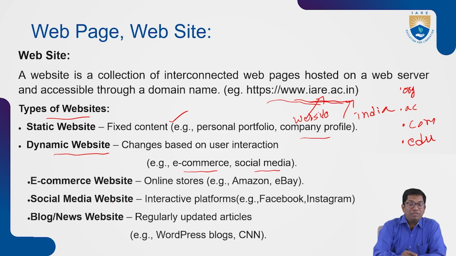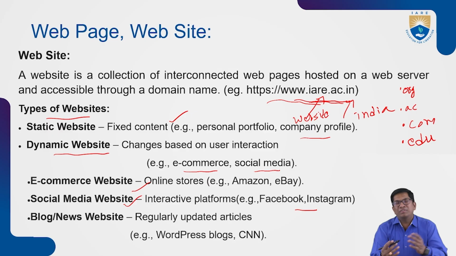And we can also have different dynamic websites: e-commerce websites, online stores like Amazon, eBay, and social media websites. We can interact with platforms like Facebook and Instagram, blogs, news websites. So see here, every millisecond, lots of information is updating. Millions of records are uploading. So we are displaying it using WordPress blogs or CNN. We are getting the news every second. All these websites we call dynamic websites.